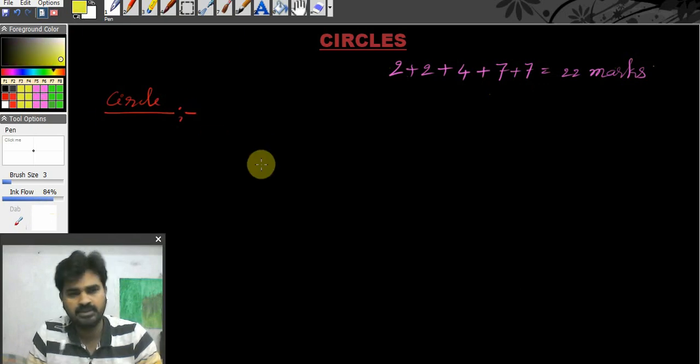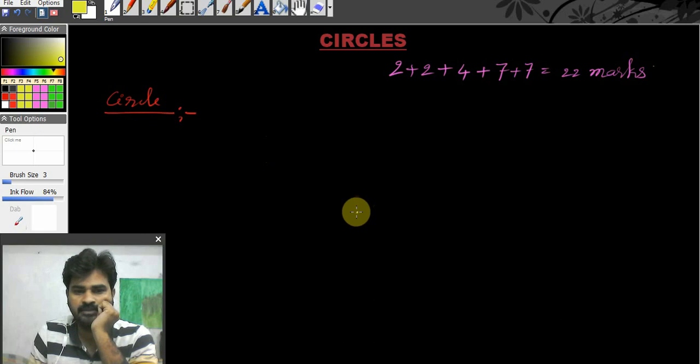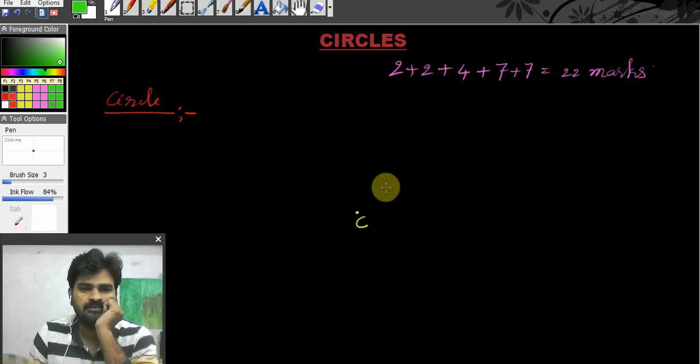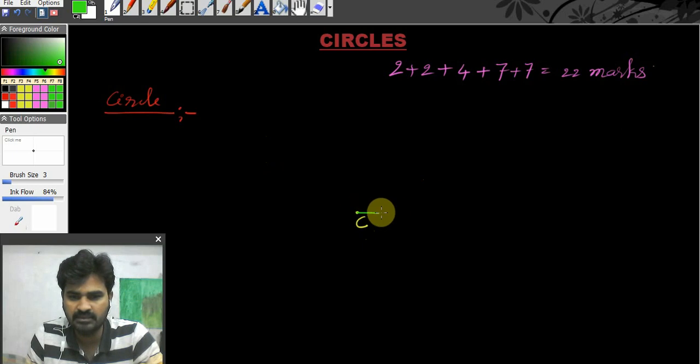First we have to take a fixed point in a plane. Let that point be named small c. Now we are going to take one more point, and also consider a fixed distance from this point. Suppose I have taken a fixed distance from the point c. Let the distance be capital R.